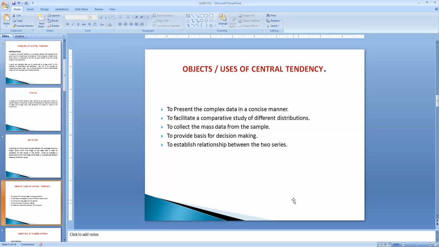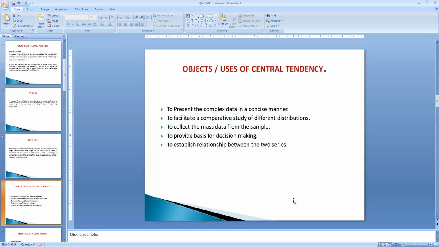And also if you want to compare the data from one set with another set, this average facilitates us to compare the data of different distributions, and also to collect mass data from the sample. We can assemble the data just by seeing the samples of the data, which represent the whole set of data distribution that we are going to collect. For that purpose also we study the central tendency.